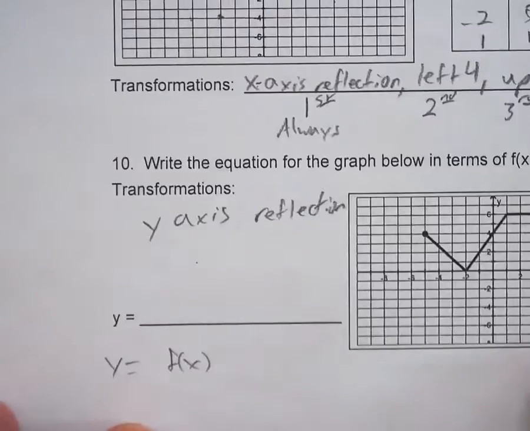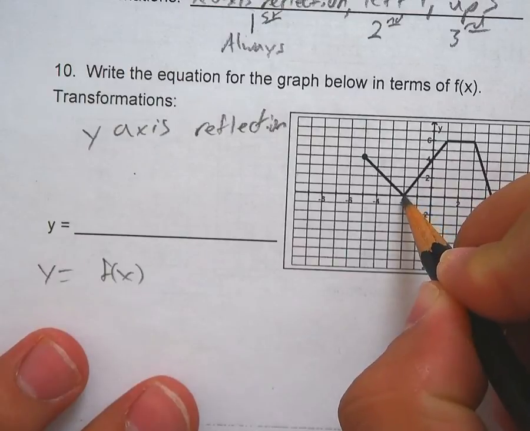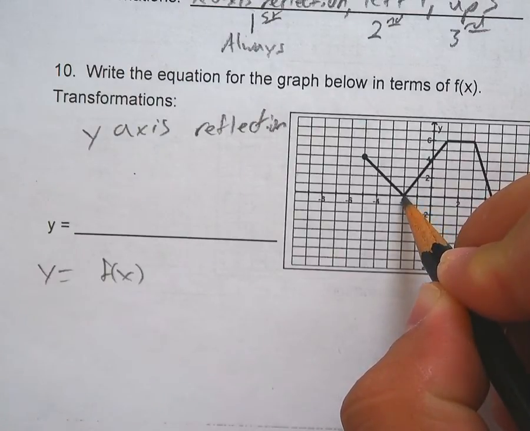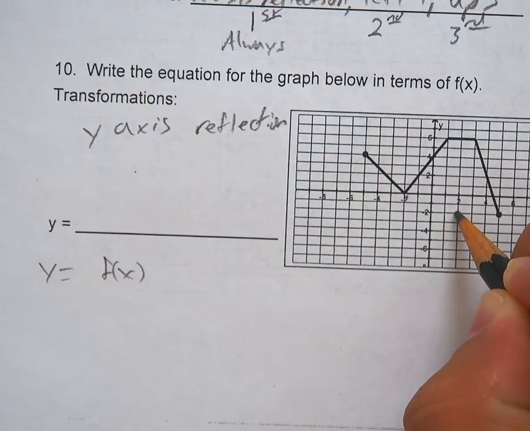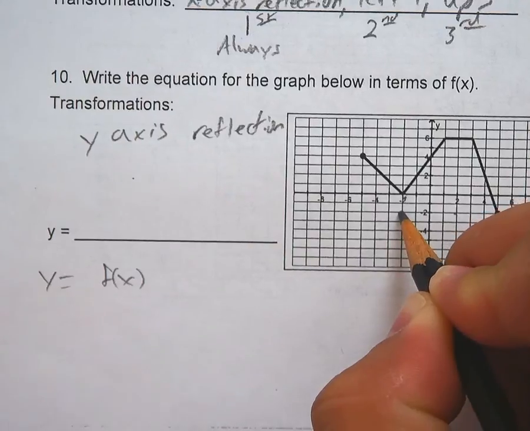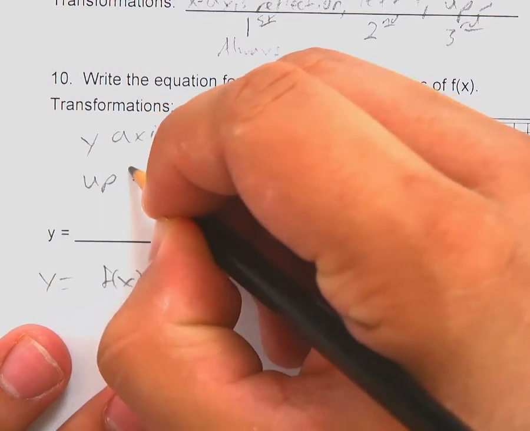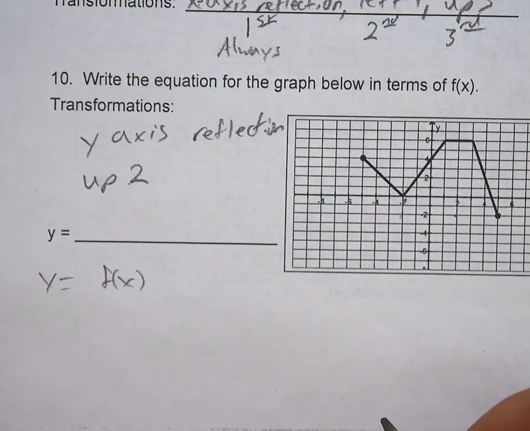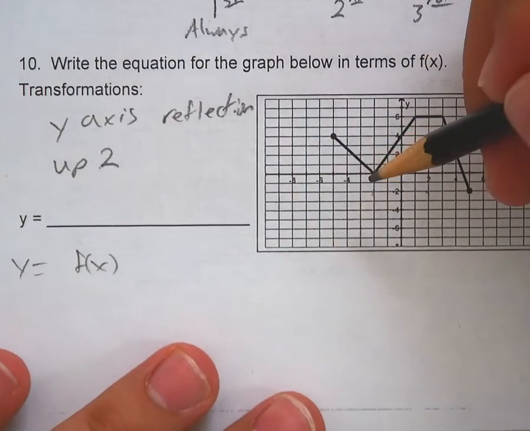Okay? Well, what else happened? This point right here was at 2, negative 2. So here it is, 2, negative 2. There's that point. So I did a y-axis reflection. Bam! Now how did I get from here to here? Well, I went up 2. Right? So the question is, will that work with all my points? That puts me on this one, but what about all of them?